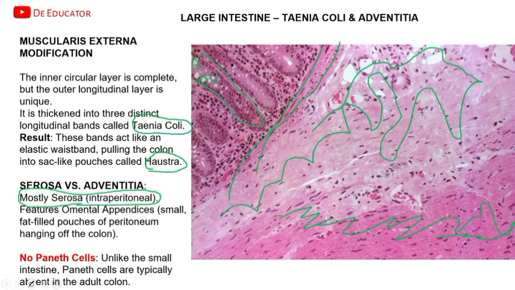Okay, another thing you should take note of is that there are no Paneth cells. There are no Paneth cells. Paneth cells are found in the small intestine, but they are absent in the large intestine.